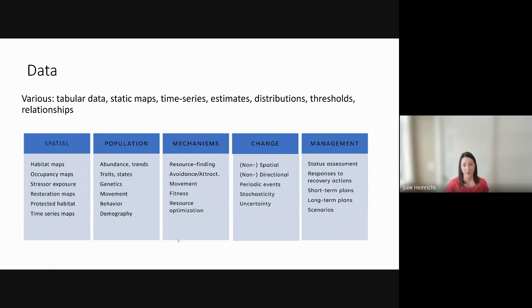So the data that we put in these things vary pretty greatly. And I think that's one of the great strengths of this kind of approach, is that we can have data in spreadsheets or maps or point estimates or statistical distributions, thresholds or relationships, and we can get those for anything that relates to spatial, population, or mechanisms that relate spatial and population together, factors that describe change, or things that we would do to the ecological system to modify it.